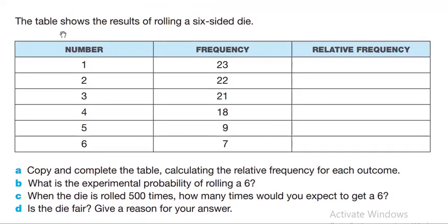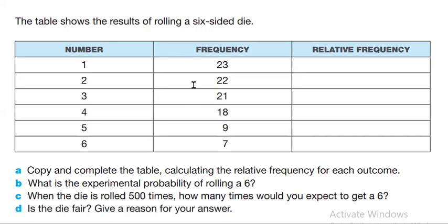Now here, the table shows the results of rolling a six-sided die. Six-sided die. So we have six options or six possible outcomes. We have one, two, three, four, five, six. Now, after rolling the die, the frequency, or the number of times that we got one, is 23. This means we got one 23 times, we got two 22 times, we got three 21 times.